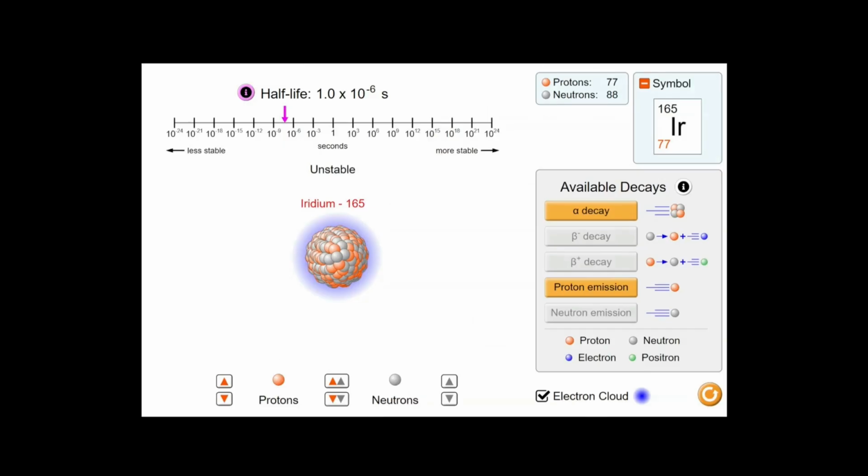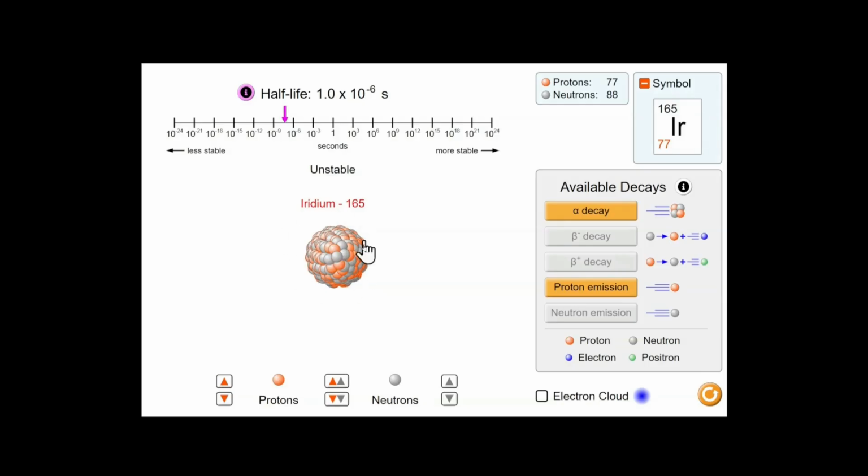Let's look at alpha decay first. When we have alpha decay, we have alpha radiation, which means that the atom will throw off. Right, let's look at iridium-165. Alpha decay will occur. When will it occur? Well, we need to work out exactly where this iridium-165 is, and we can get rid of the electron cloud. We don't really care about the electrons.